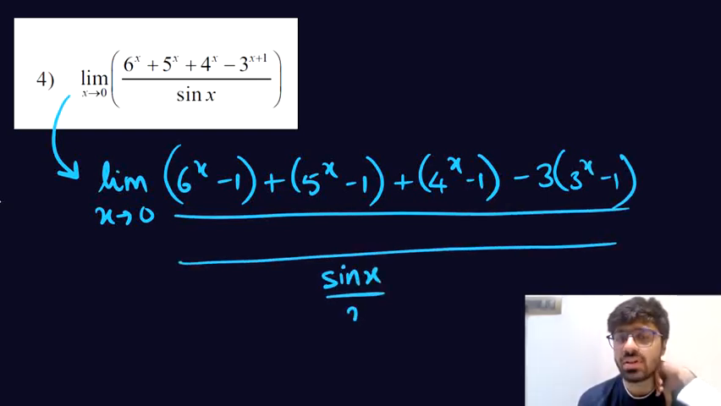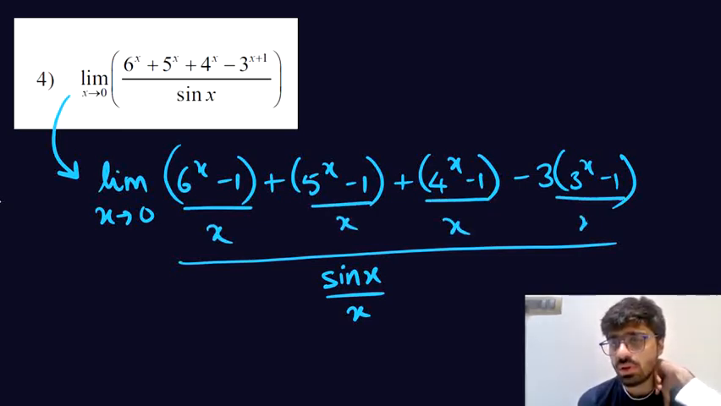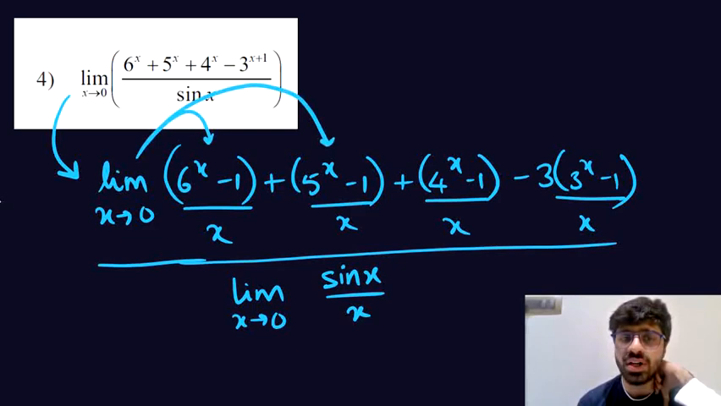And like we had done in the previous question, we are dividing the numerator and denominator by x. Split that x in the numerator. You have x terms here. You can separate the limit also. So one limit goes to the denominator. And one limit goes to each of the terms in the numerator also.